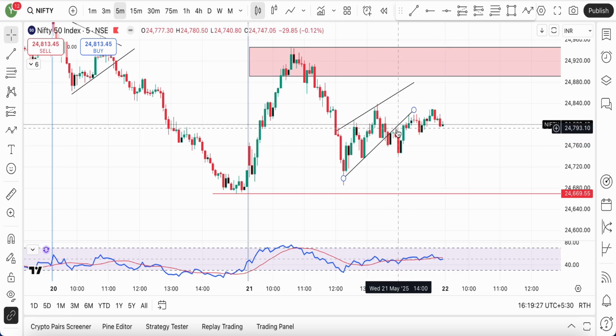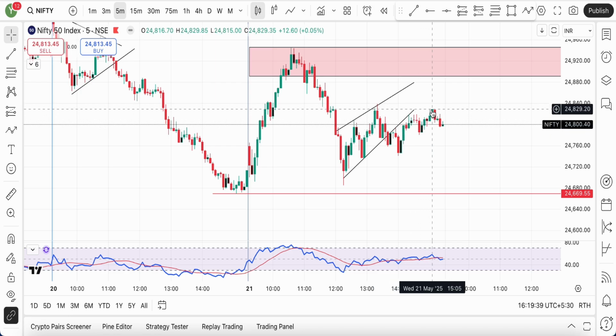In case you feel that you are in a wrong trade, you had taken the trade with some belief, some setup, and in case it is going against you, please get out as soon as you can, because the longer you hold on to it, it is simply going to cost you more, right?